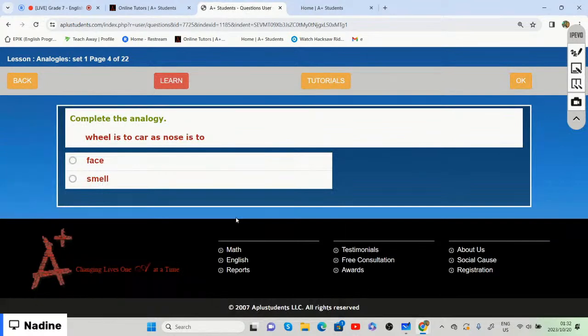If we have wheels on a car, right, then we have a nose on our face, or do we use a nose for smelling? Or we have a nose on a smell? So if we have wheels on a car, then we have a nose on our face or nose on our smell. Which one is correct? Wheels is to car, nose is to face, or nose is to smell.